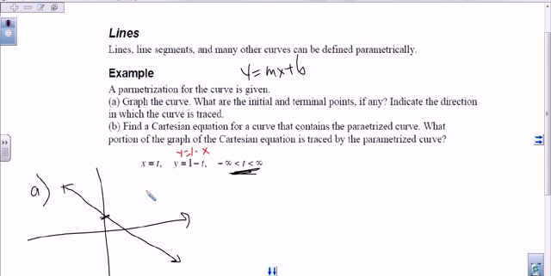Okay, so indicating the direction. I believe it goes this direction, if I remember. It goes that direction, and it graphs the whole thing. There is no initial point. There is no terminal point.